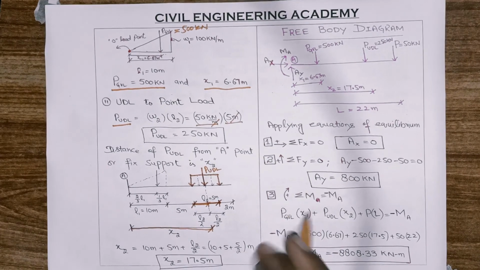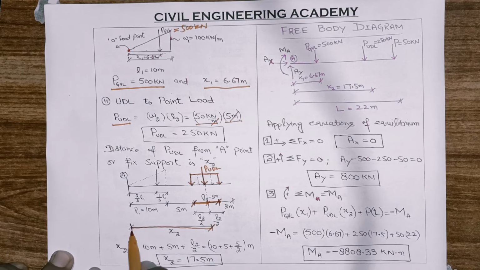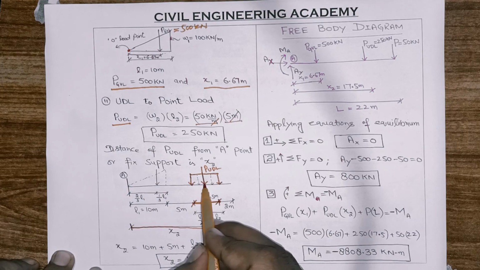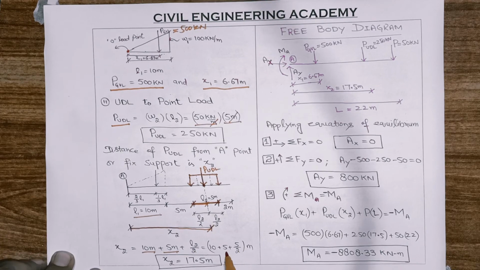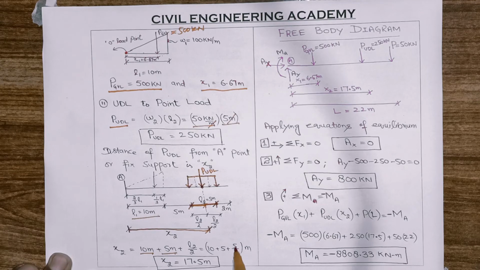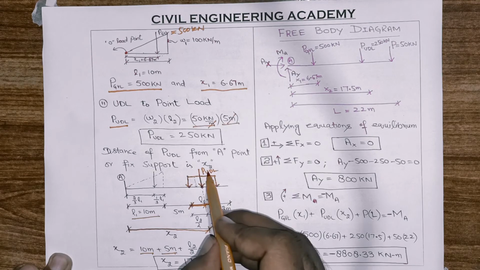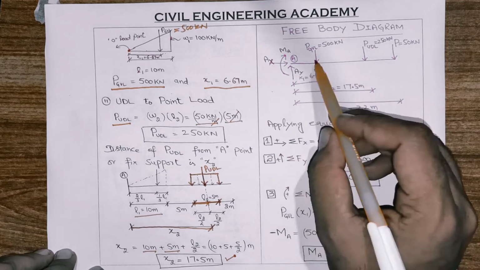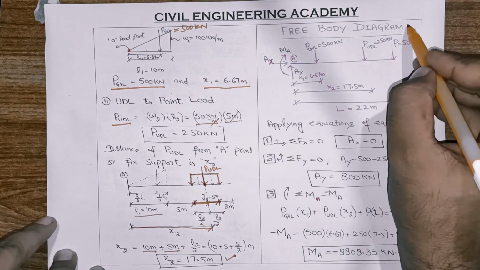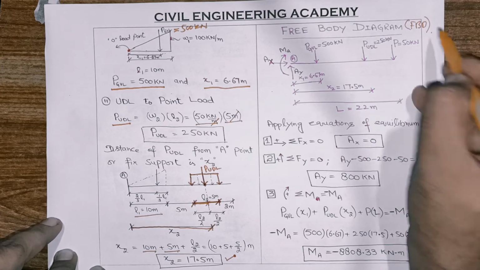So we want to determine x2, that is, the distance from point A to the point where the PUDL is acting. So this will be L1 10 meter, next 5 meter, the span which has no load, and L2 by 2. Here L2 is 5, so 5 by 2. So 10 plus 5, 15, plus 2.5, will be 17.5 meter. So the distance of the UDL point load from the fixed support is 17.5 meter. I have shown all these distances on this free body diagram of the beam. This is also known as FBD of the beam.